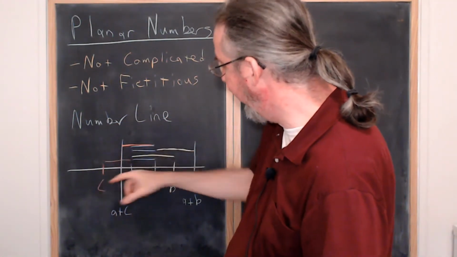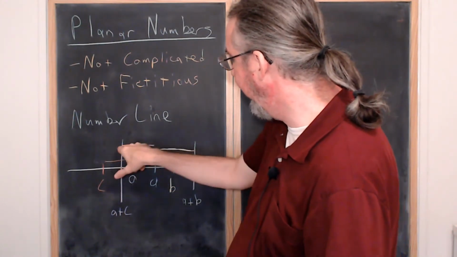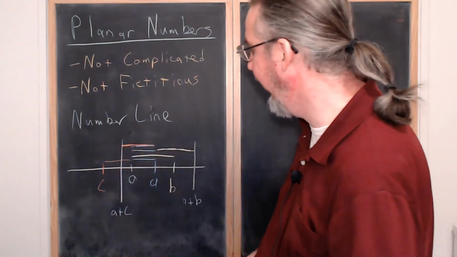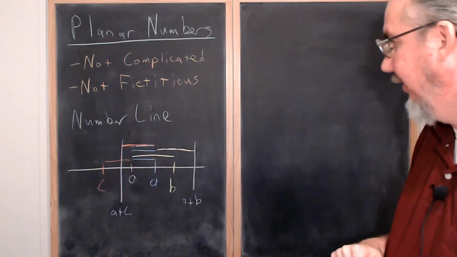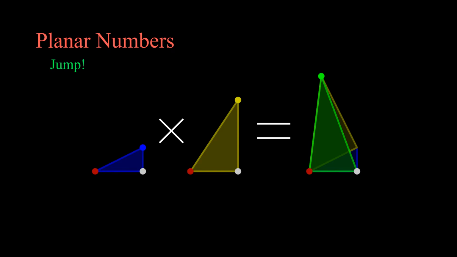So to get to C, I need to go that way. First, to get to A, I go that way, and then to get to C, I go that way. A moves me this way, and then C moves me that way. Altogether, I move slightly more in the C direction than the A direction. So that is how we add numbers.